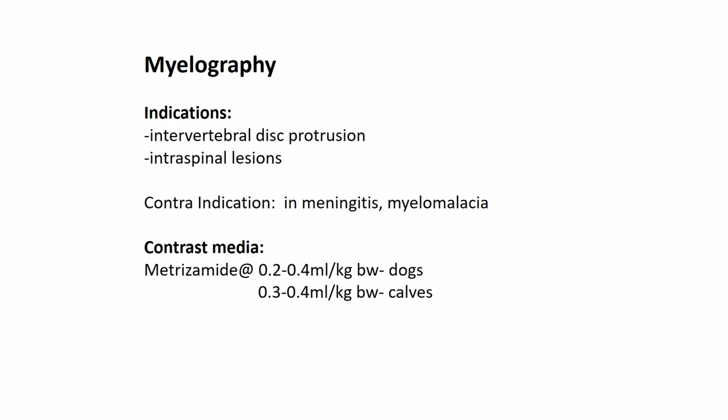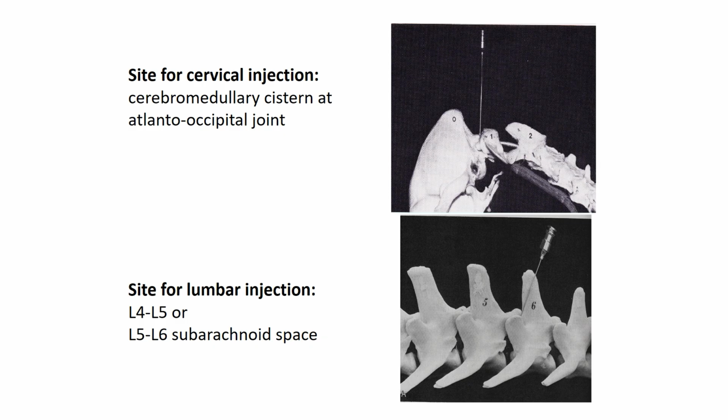Let's discuss the technique of myelography. Before performing myelography, always sedate or anesthetize the animal. First of all, you should keep the animal in lateral recumbency or sternal recumbency. There are two sites for myelography. The first is cervical myelography, and the other is lumbar myelography.